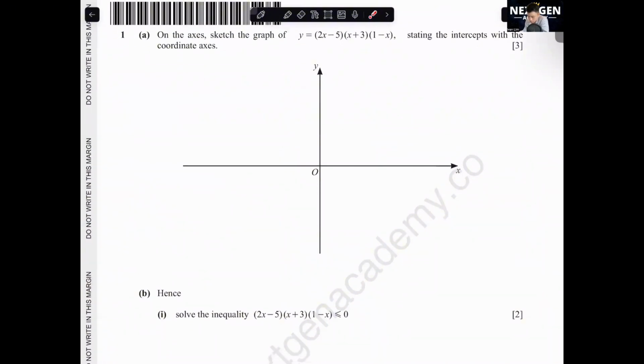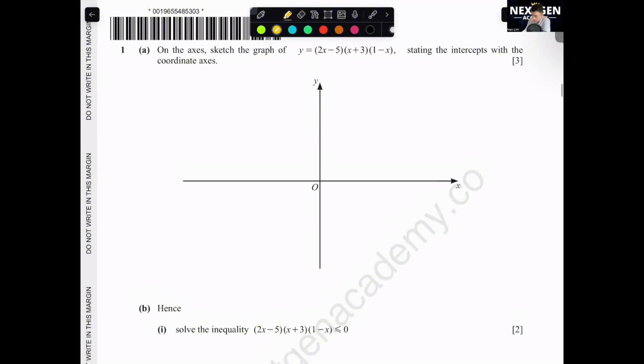On the axes, sketch the graph of y equals 2x(5 - x)(3 + x)... stating the intercepts with the coordinate axes. The first thing you need to do is find your x-intercept and y-intercept. Whenever they ask you to draw a graph, never forget to label and also calculate it. Write down the working somewhere so that when you check back, you know you're doing it correctly.